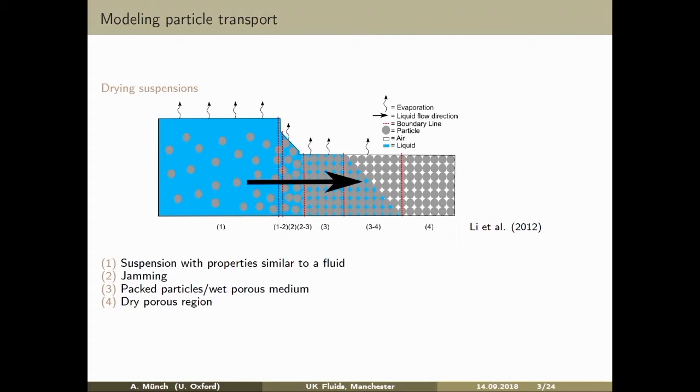Here you still have the suspension more or less mobile, and as liquid evaporates and gets sucked into the porous medium, you have a zone where there's an aggregation going on and a jamming. So the mobile suspension turns into something that is solid. And that caught our attention. We said, well, let's see whether we can do something modeling-wise here.